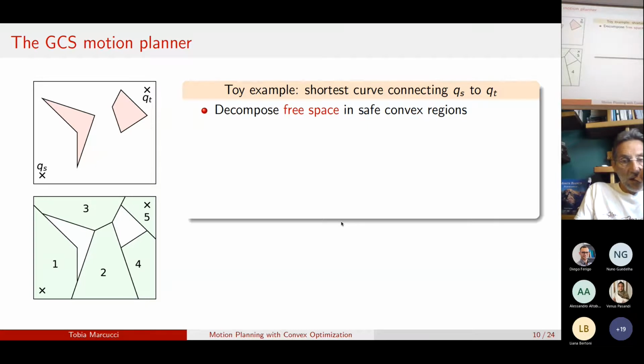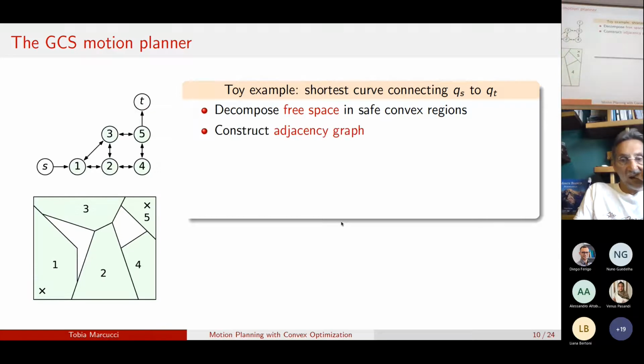This is not an easy problem, but there are good algorithms for it. It's actually a hard problem itself, but this is a standard starting point for many path planning algorithms in robotics. So let me assume we have this decomposition.